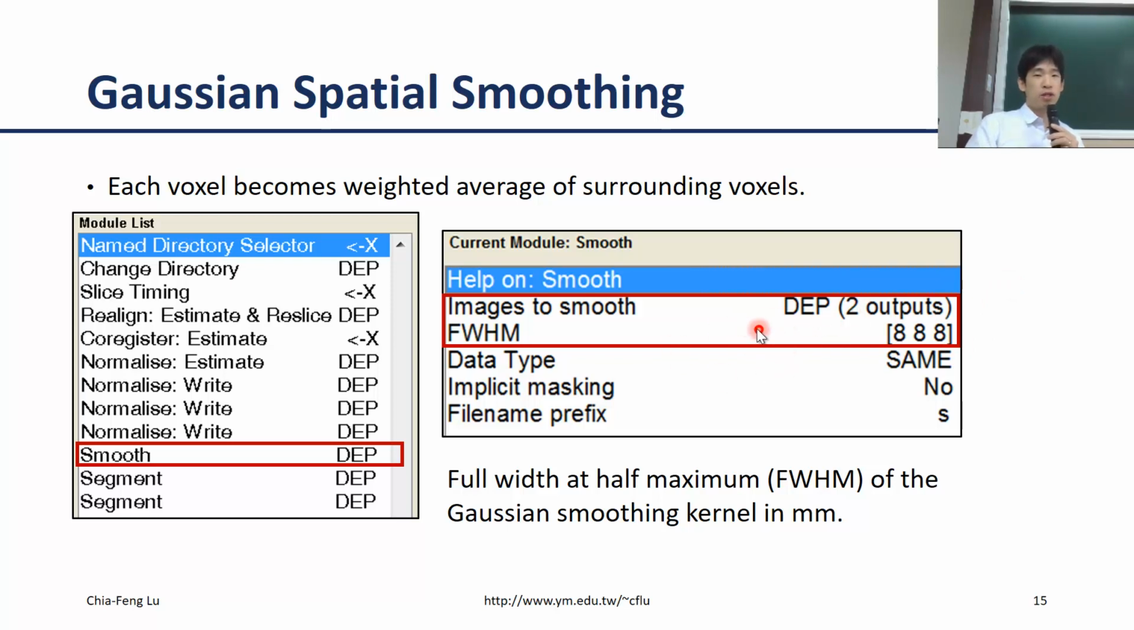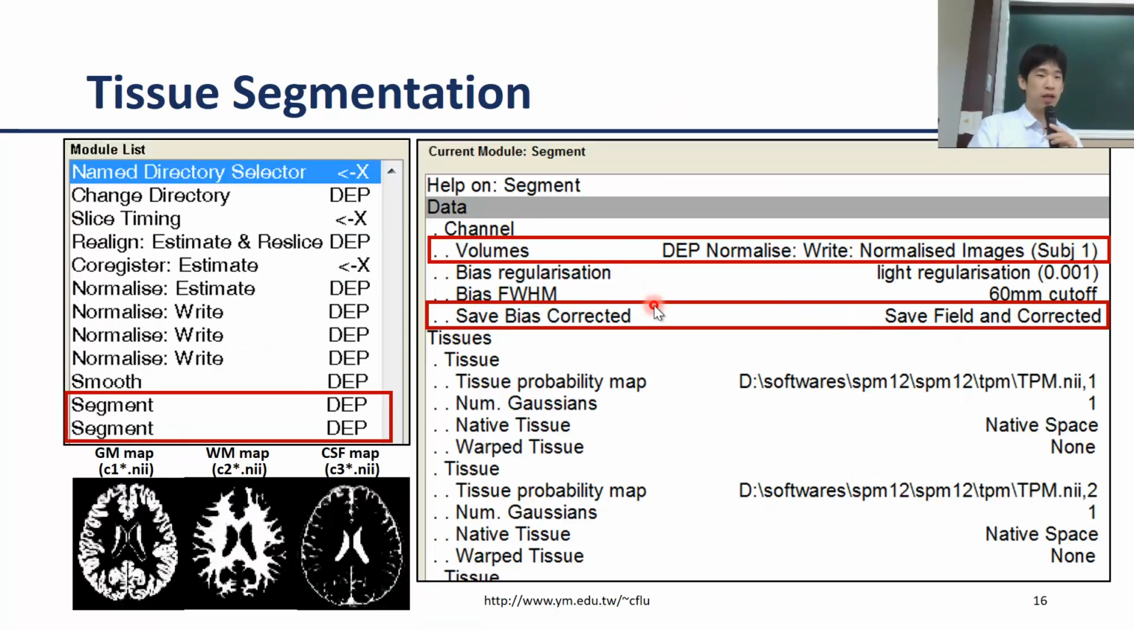Okay, so this is the spatial smoothing step right here. And the final two are the tissue segmentation. As we introduced last week, you will acquire at least three files that start with the letter C, C1, C2, and C3 files right here. They represent the tissue probability maps for gray matter, white matter, and CSF respectively. Okay, so you can see right here, this is acquired by the segmentation step right here.